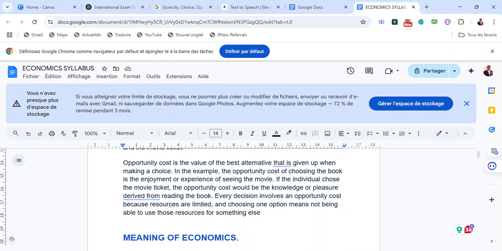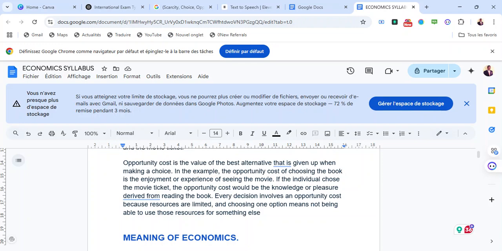Every decision involves an opportunity cost because resources are limited. So every decision that you make will actually determine the opportunity cost. Okay, so you have an opportunity that was given to you, but you did not choose it, so it had to cost you something. So that's when they talk about opportunity cost.